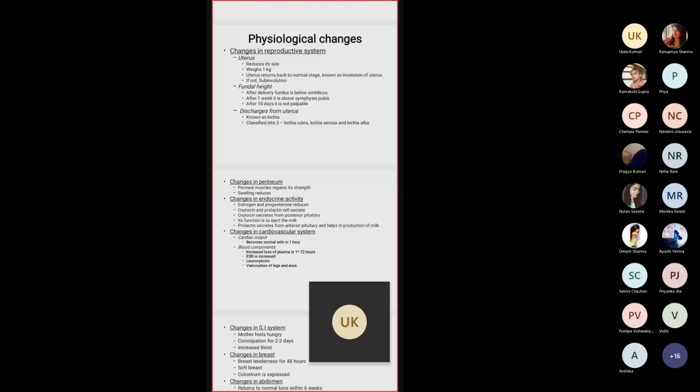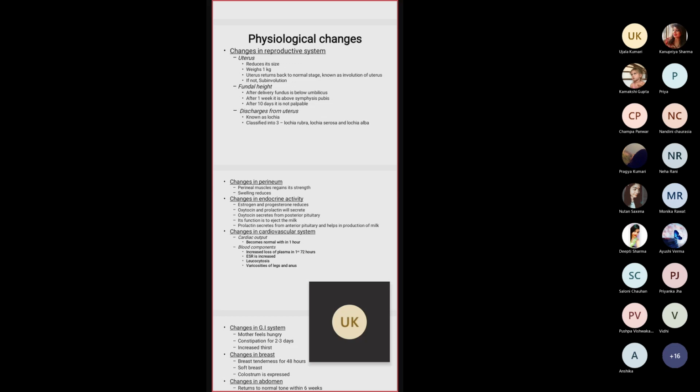Next, if you're seeing the endocrine system, the estrogen and progesterone. Progesterone was secreting in large amount during the pregnancy time period. So once the pregnancy is completed, the level of the estrogen and progesterone may decrease. Oxytocin and prolactin will start to secrete, because prolactin will produce the milk, and the secretion process is done by the oxytocin. So oxytocin and prolactin may be secreting, and oxytocin secretes from where it is secreting?